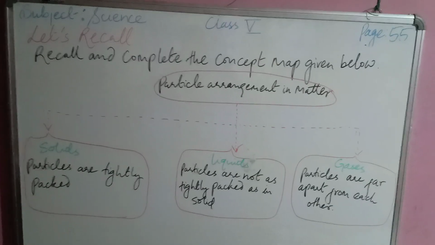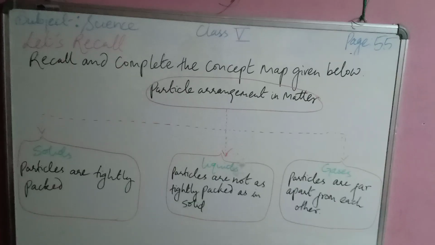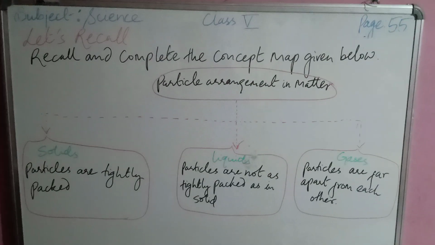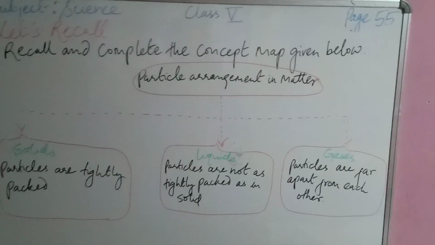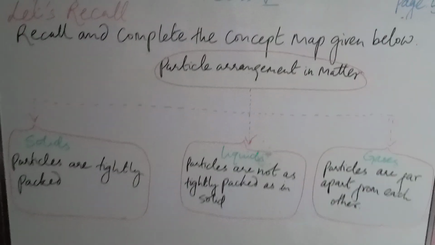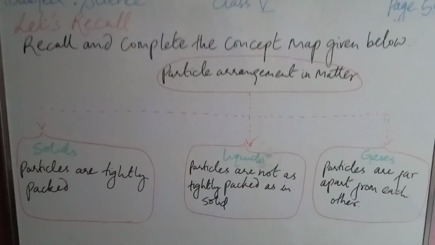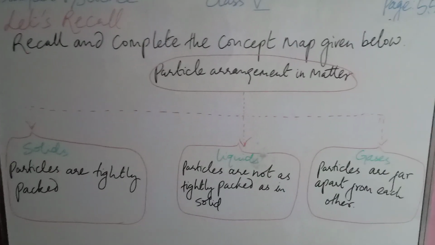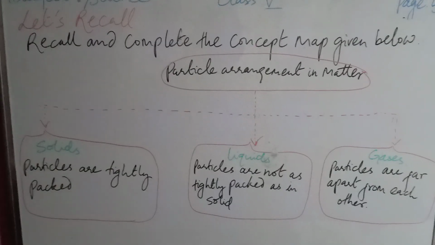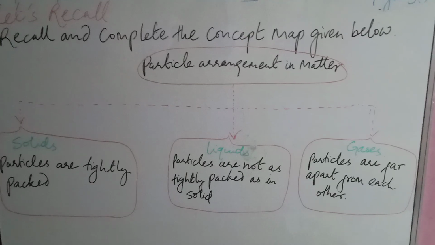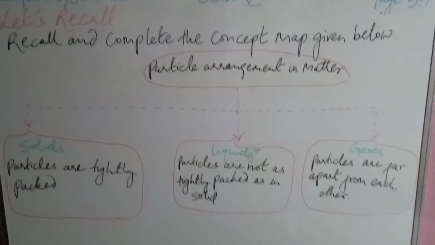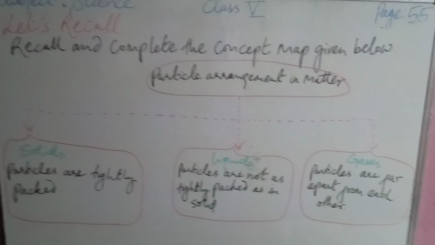Moving on. Let's now begin with the Let's Recall question. Recall and complete the concept map given below. So they have given particles arrangement in matter. They are further divided into three categories: solid, liquid and gases. In solid, particles are tightly packed. In liquid, particles are not as tightly packed as in solid, and in gas, particles are far apart from each other.